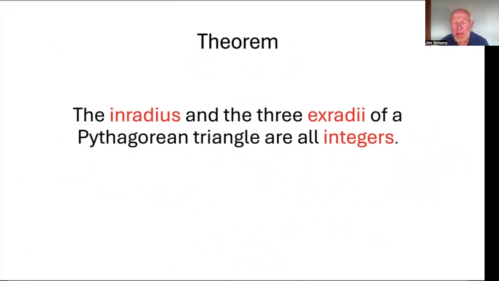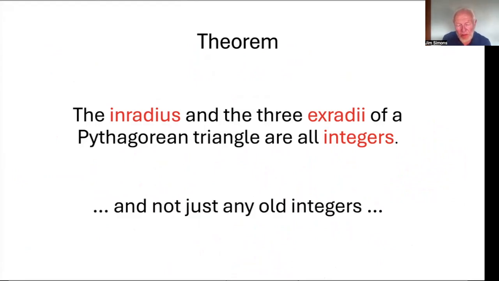Did you know that? I didn't know that till quite recently. But they're not just any old integers. It turns out that we're going to find out what integers they are, find a formula for them, and that's actually even prettier once we know what they are. Right. So how are we going to set about this?